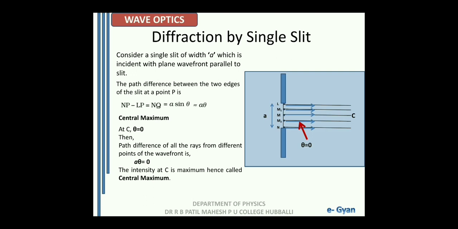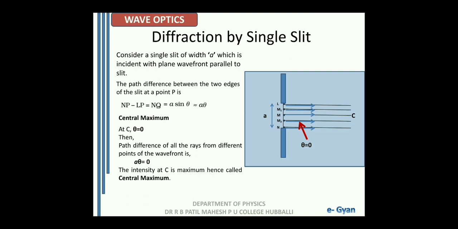Now what if the angle is not 0? If the angle is not 0, then we have two kinds of possibilities. One, the point that we are going to consider may get a bright fringe or we may get a dark fringe, and it purely depends on the value of theta. So what the path difference is going to be.